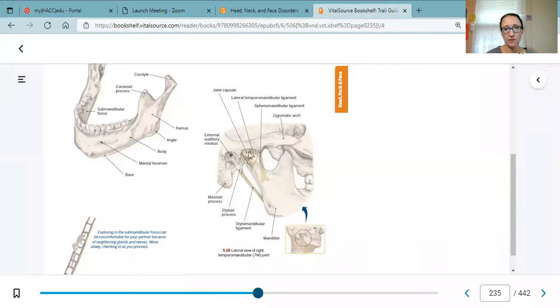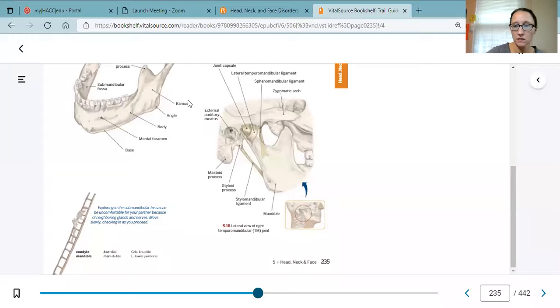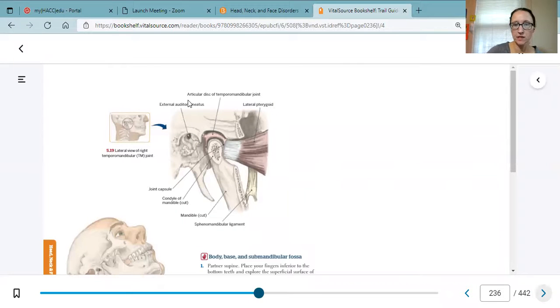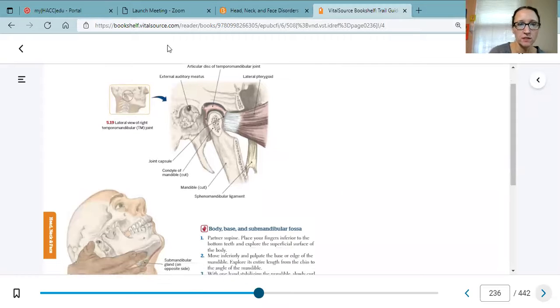So taking another look at this, the joint capsule here is supposed to stay where it is, right? But on the condyle here, you have an articular disc. It sits within the joint. That's on page 236. So here's the articular disc. Sits within the joint. Here's the condyle. Okay, there's synovial fluid in here. This is a synovial joint.